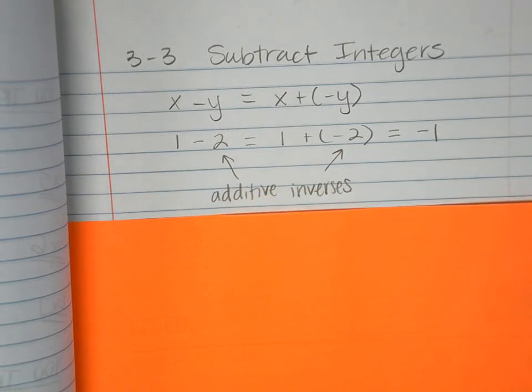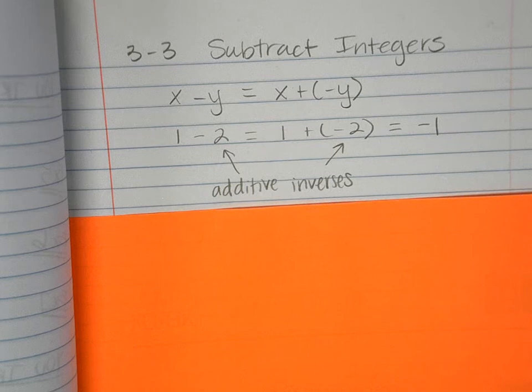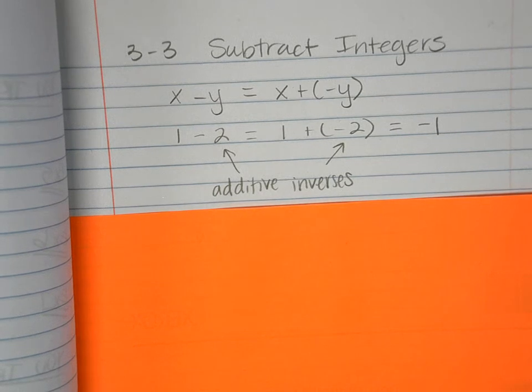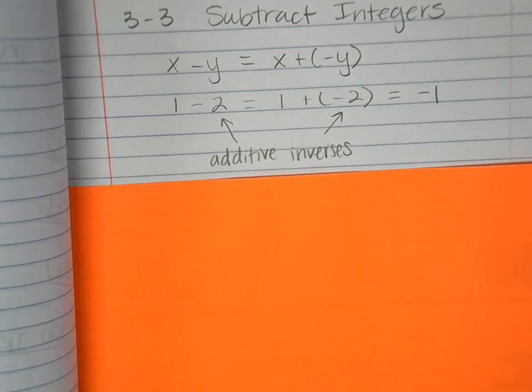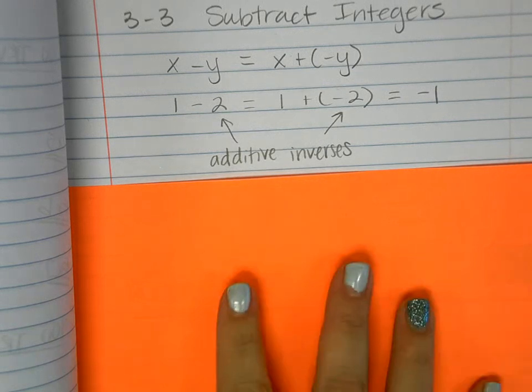We call these additive inverses. Additive meaning add, inverse meaning opposite. Additive inverses. This is going to come back again this year, and also in Math 8 you'll do this again where you have to find the opposite. Something that you add that makes 0. Okay? Additive inverses. We'll use this for the next 10 years in math if you go that far.